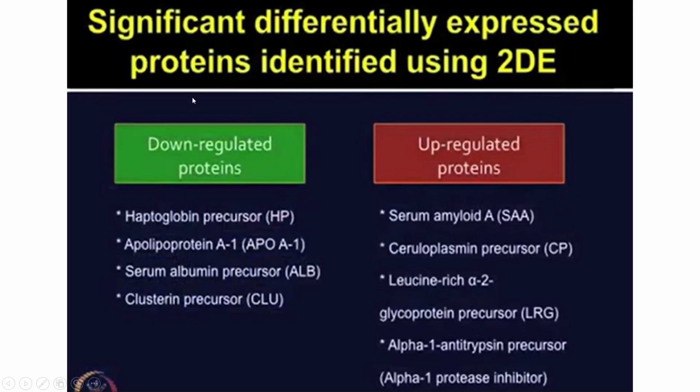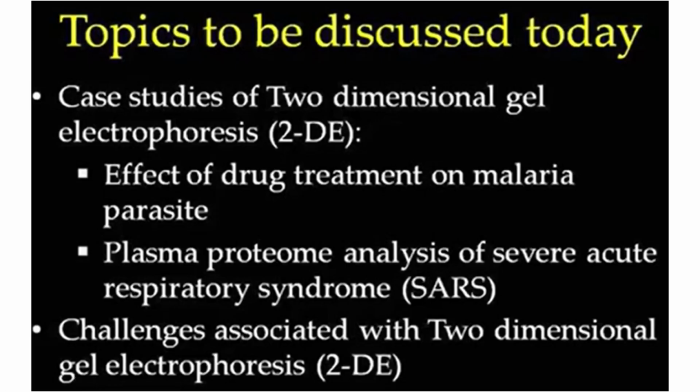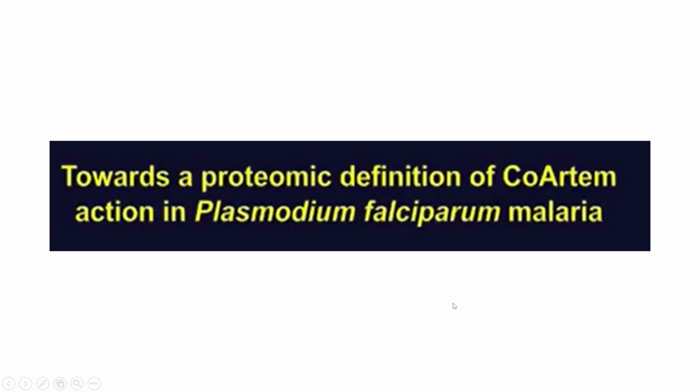In this specific study, they found that these were the proteins which were downregulated and these were the proteins which were upregulated. References. Then Sir also discussed two case studies in his next lecture: the effect of drug treatment on the malarial parasite, as well as SARS syndrome, plasma proteomic analysis of SARS patients, as well as the challenges associated with two-dimensional gel electrophoresis in his last lecture.